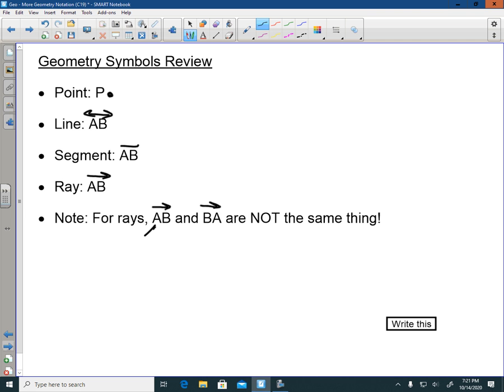Ray AB could look like this. Starts at A and goes out through B. Ray BA could look like this. Starts at B, goes out through A. Rays, as far as notation goes, are pretty specific, and it's telling you a lot of information. So the more practice, the better.